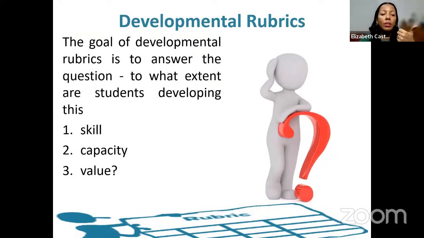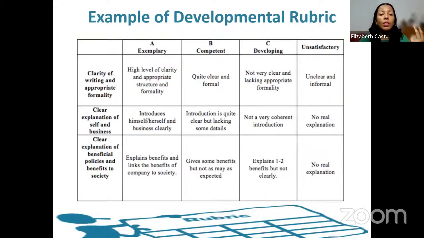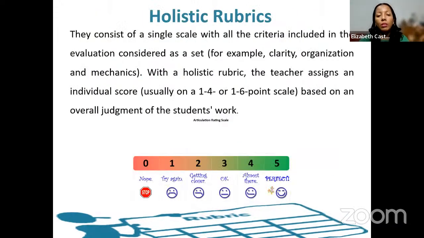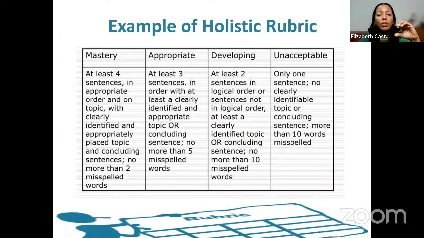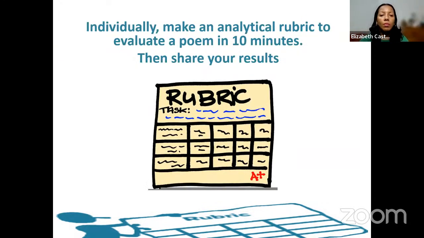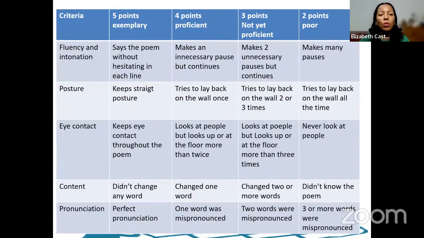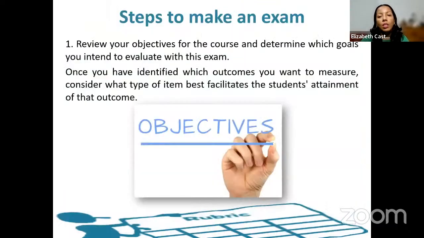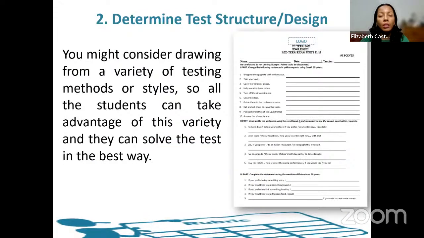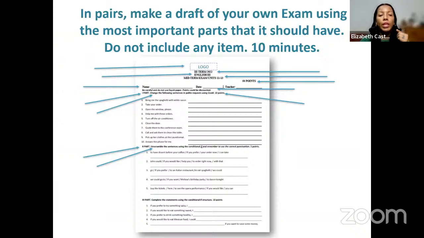The developmental rubrics focus on skills, capacity, and value. The holistic rubrics and the levels summarize everything in 3 or 4 areas. And here we saw the example of an analytical rubric. The steps to make an exam, and try to create your draft or upload it on the forum so I can give you feedback.